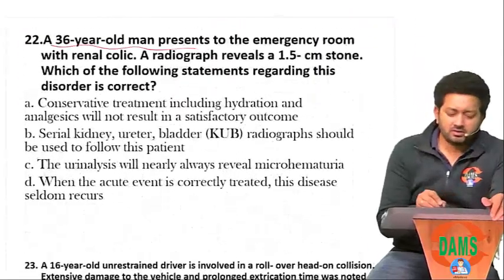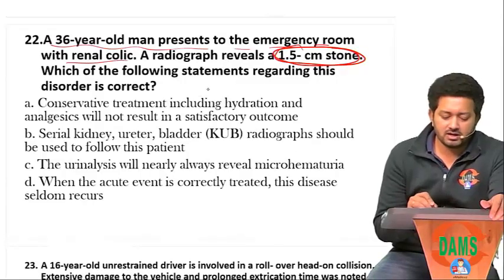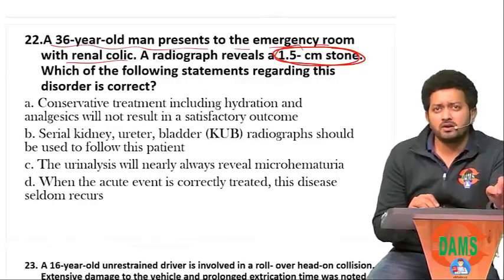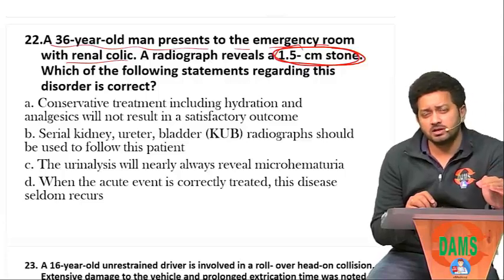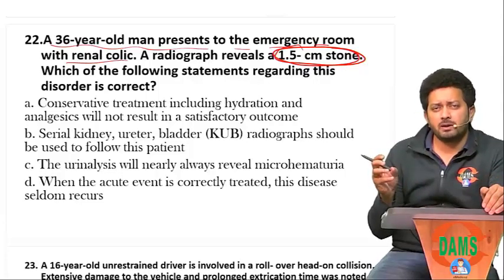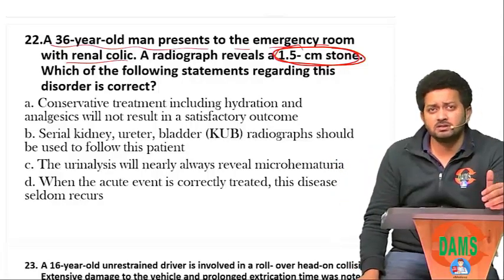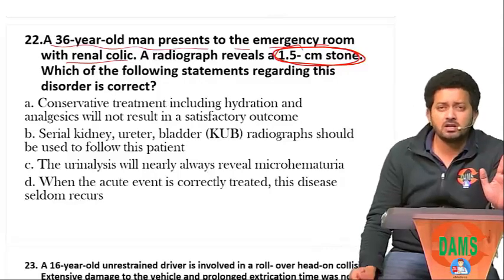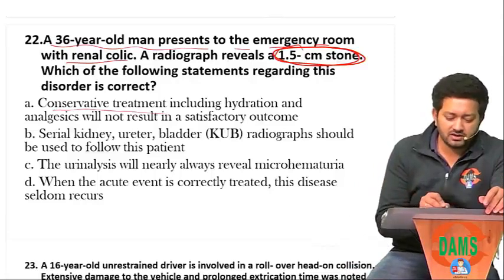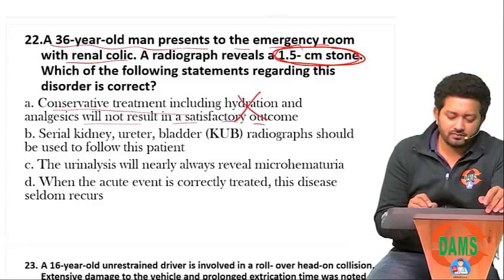Next question: a 36-year-old man, emergency renal colic, 1.5 centimeter stone. Which of the following regarding this disorder is correct? Up to 6 millimeter, there are chances that the stone will pass spontaneously. For 6 millimeter to 1 centimeter, there is still a 20% chance that it will pass. But after 1 centimeter, the chance of spontaneous passage is almost negligible. This is 1.5 centimeter, so conservative treatment will not result in a satisfactory outcome.